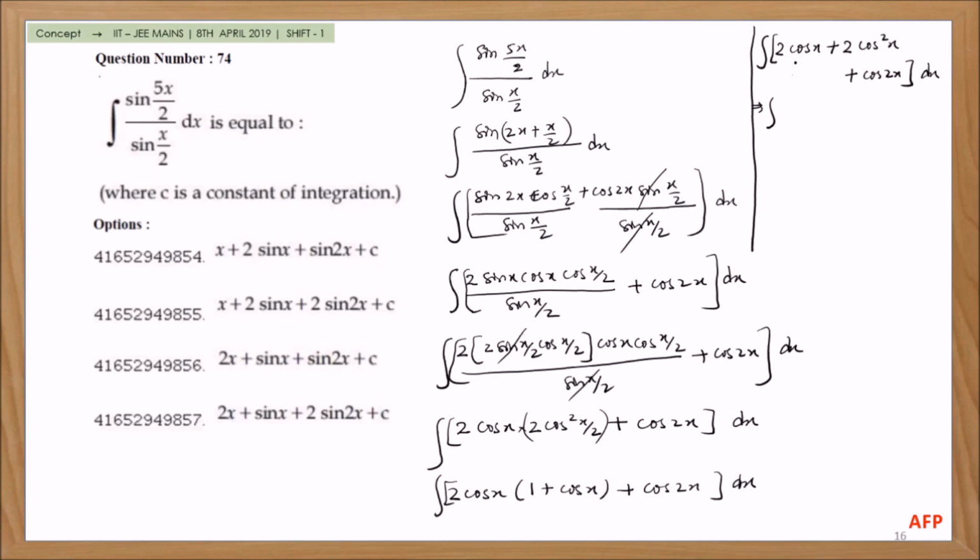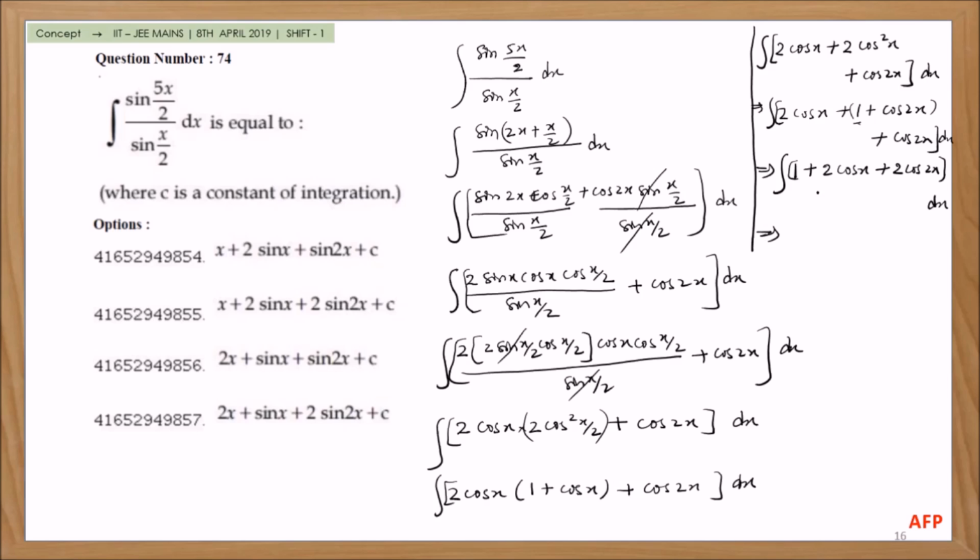This implies, again we have the formula: 2 times cos square x can be written as 1 plus cos 2x, so we can write this way plus cos 2x dx. Integration of 1 we will write here, plus 2 cos x plus 2 times cos 2x, so dx will be written here.